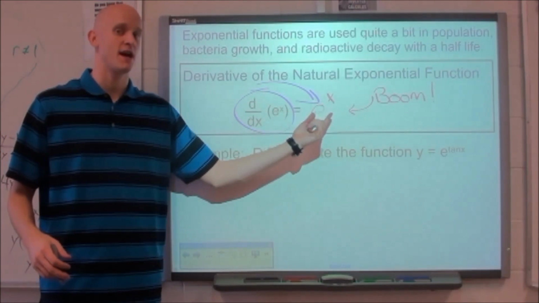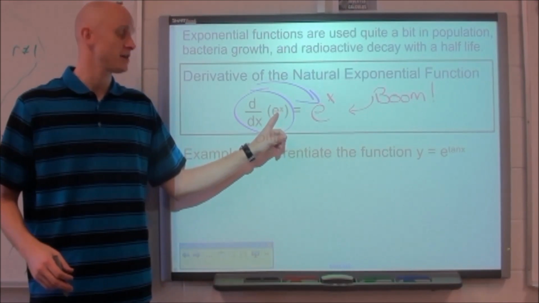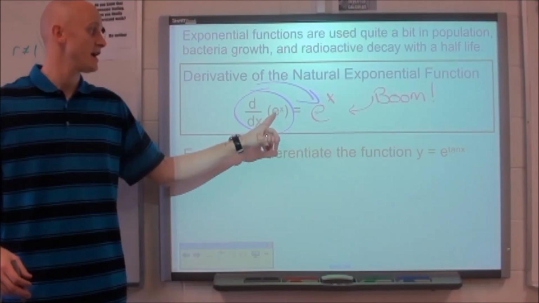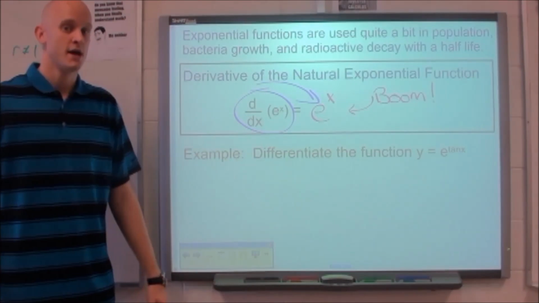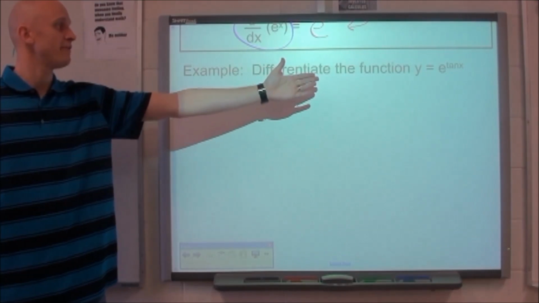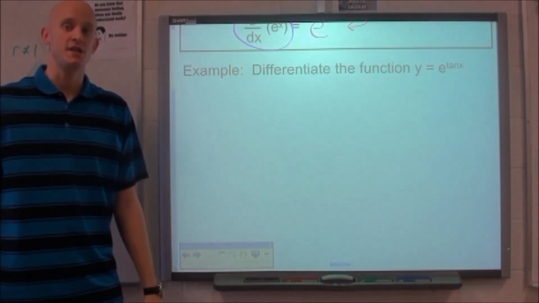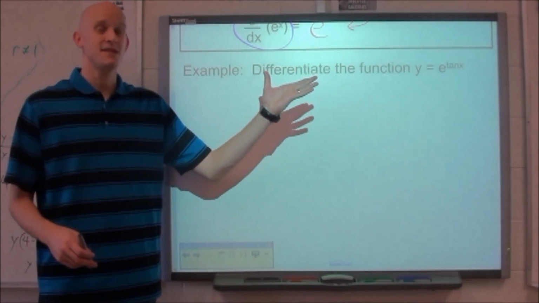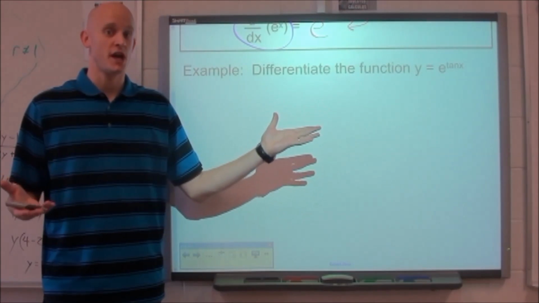The derivative of e to the x is e to the x, or the rate of change of e to the x is given by e to the x. Take a look at an example. If I have the function y equals e to the tangent x, this is something where we're going to have to use the chain rule.